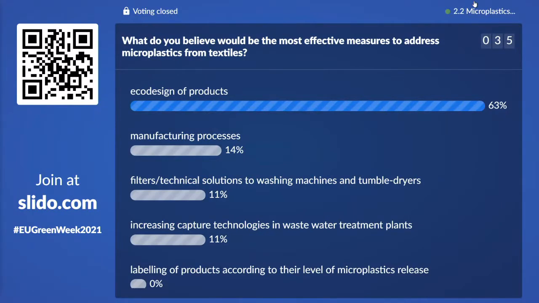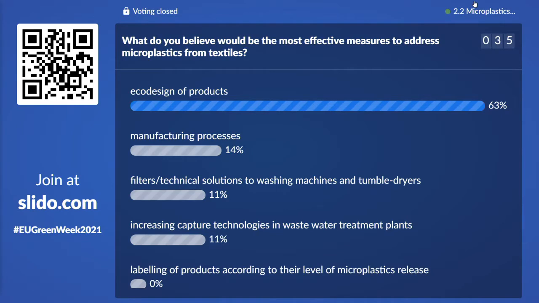So when we talk about that life cycle approach, do it from the start. Manufacturing process has come in second place, followed by filters and technical solutions. Increasing capture technologies also in the same place. Interestingly, labeling, according to the level of microplastics use, has found no votes as the most effective measure, which suggests there is a sense among our audience, at least, that the public isn't aware enough of this issue for it to make a difference through labelling. But we can come back and see what you think about that a bit later on.